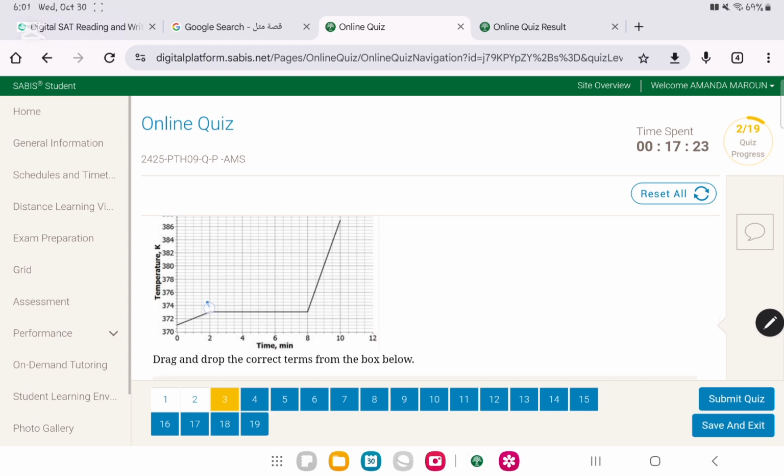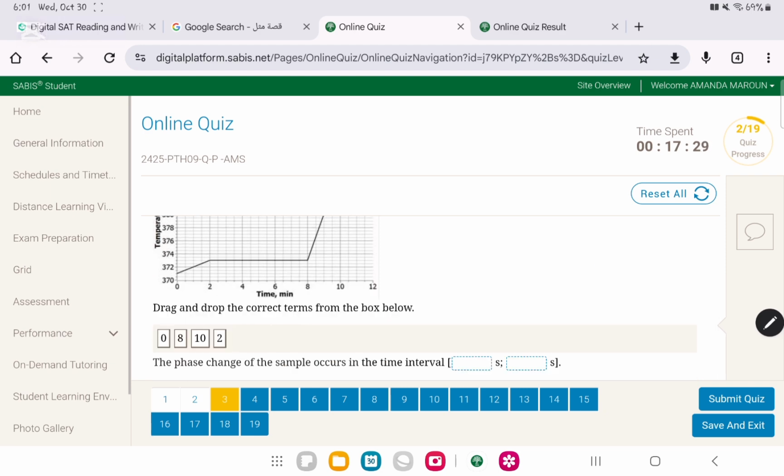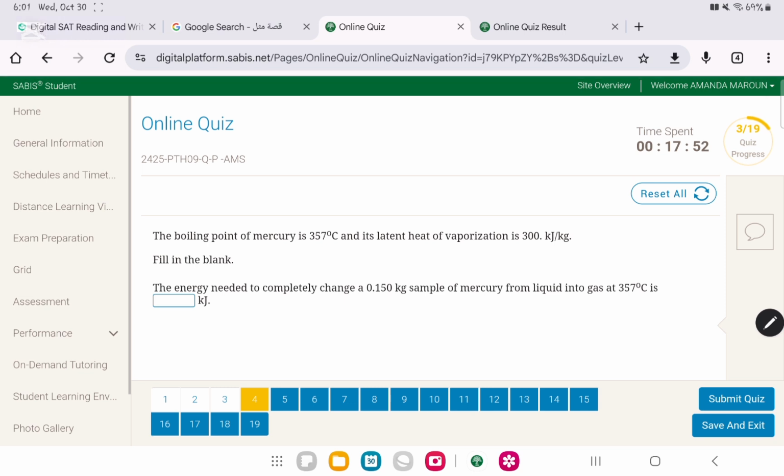So pay attention, the flat line starts at 2 minutes and ends at 8 minutes. So it's from 2 minutes to 8 minutes. Here I think they put the unit wrong. It's not seconds here, it's given in minutes. So anyways, it is from 2 minutes until 8 minutes. Now we move on to question number 4.